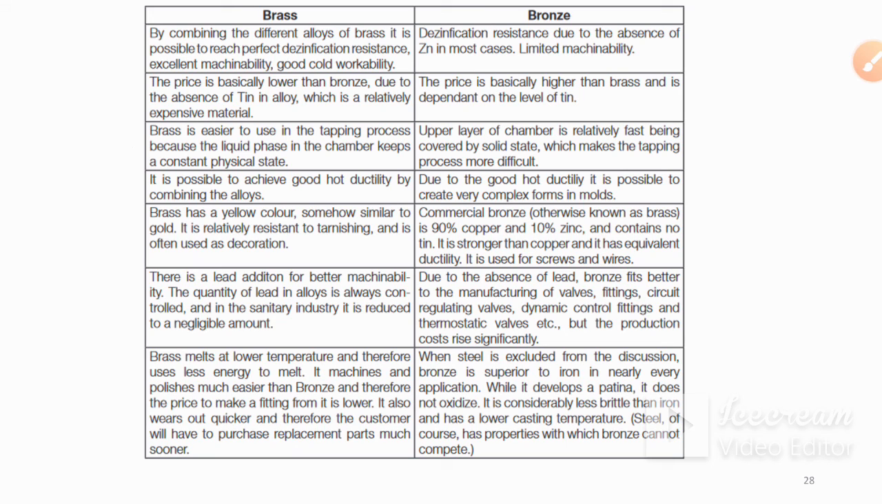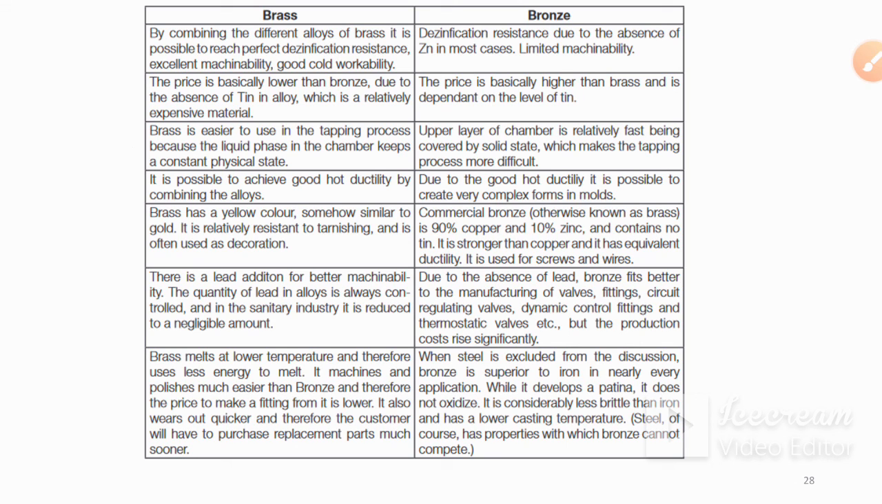It is possible to achieve good hot ductility by combining the alloys. Due to the good hot ductility, it is possible to create very complex forms in the mold. Brass has a yellow color, somewhat similar to gold. It is relatively resistant to tarnishing and often used for decoration. Commercial bronze, otherwise known as brass, is 90% copper and 10% zinc and contains no tin. It is stronger than copper and has really excellent ductility. It is used for screws and wires.